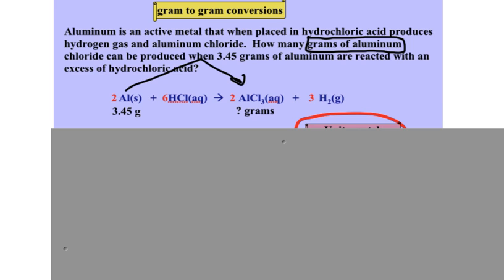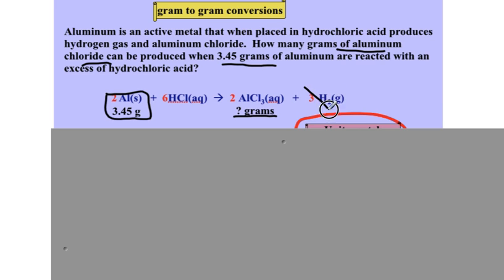All right, here's another example. Take a look at it. You can see this one. The problem says I have 3.45 grams of aluminum. They want to know how many grams of aluminum chloride can be produced. Well, I put 3.45 underneath there. That's what they're asking me to solve for, so I don't really care about the other ones right now.